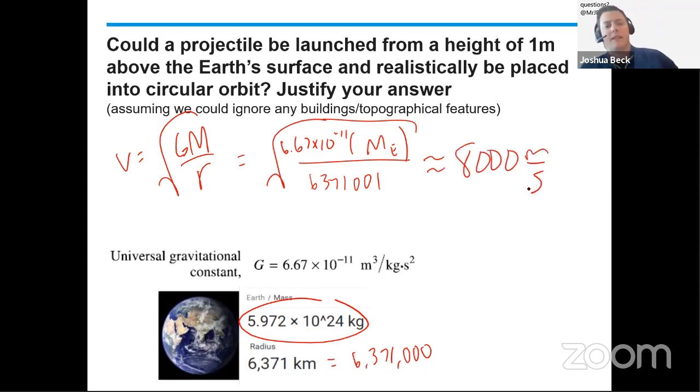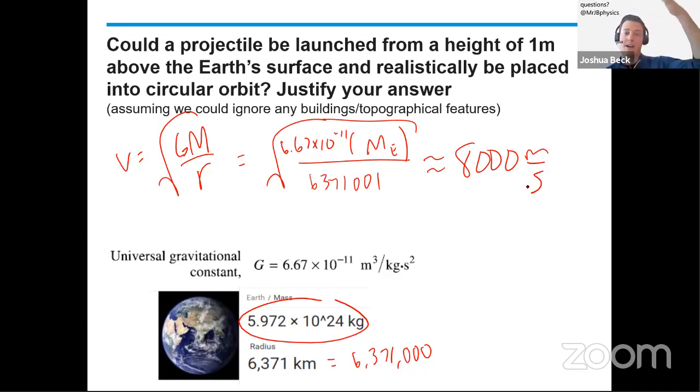You say, perfect. Math says, yes, we could launch a projectile from a height of 1 meter and put it in orbit. How about physics, though? I see the math. I see the 8,000. What does physics say? Does physics say that's realistic? We've ignored the buildings and the mountains and the hills, but is 8,000 meters per second realistic? More than 20 times the speed of sound? Is that realistic? No, we've got incredible resistive forces at this location, right? Trying to launch something through our atmosphere at that speed is unrealistic.